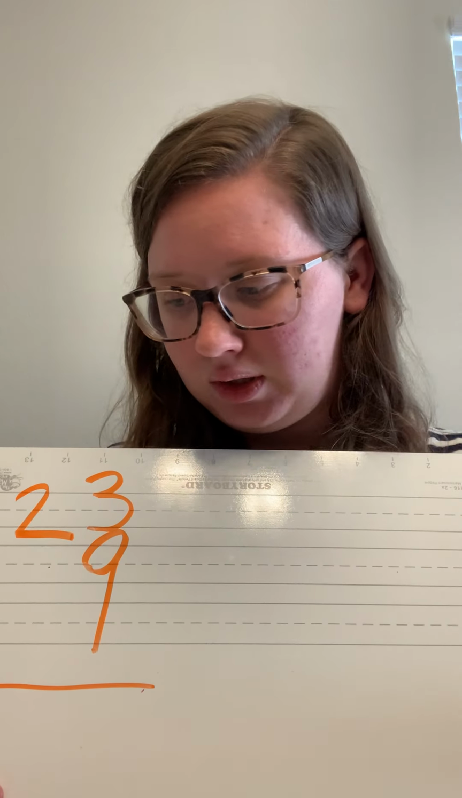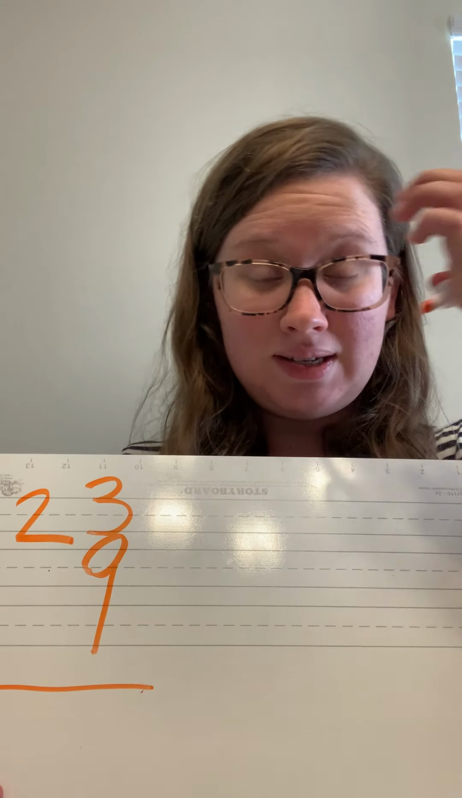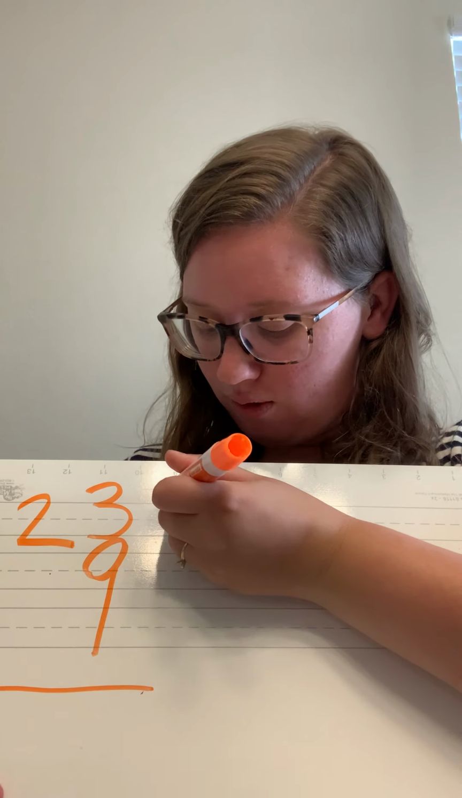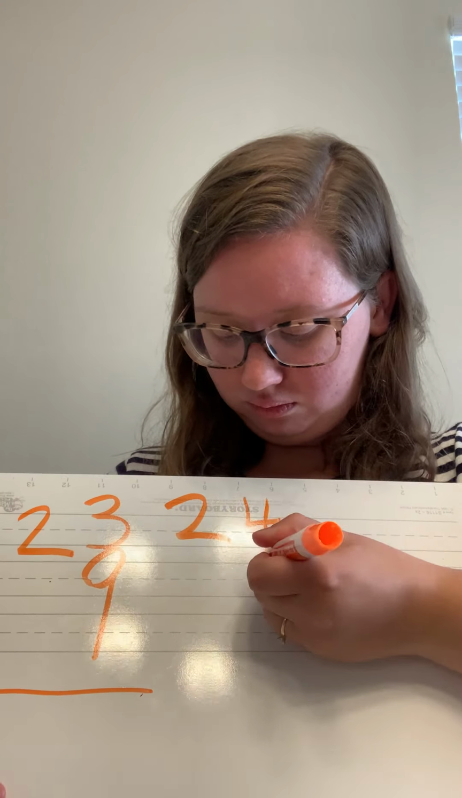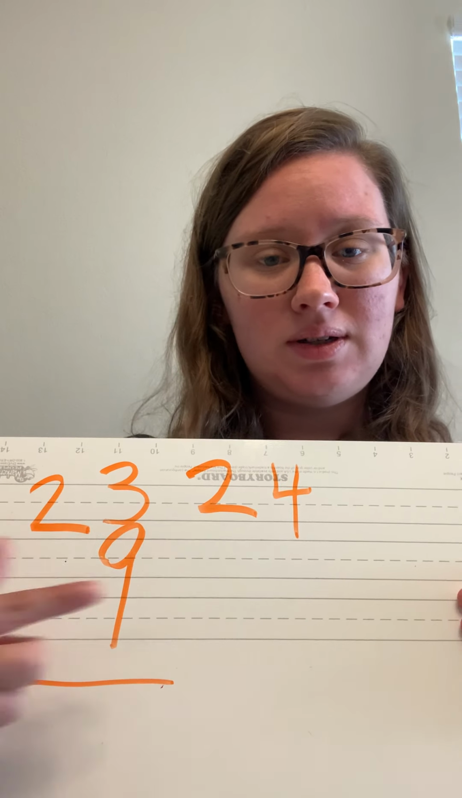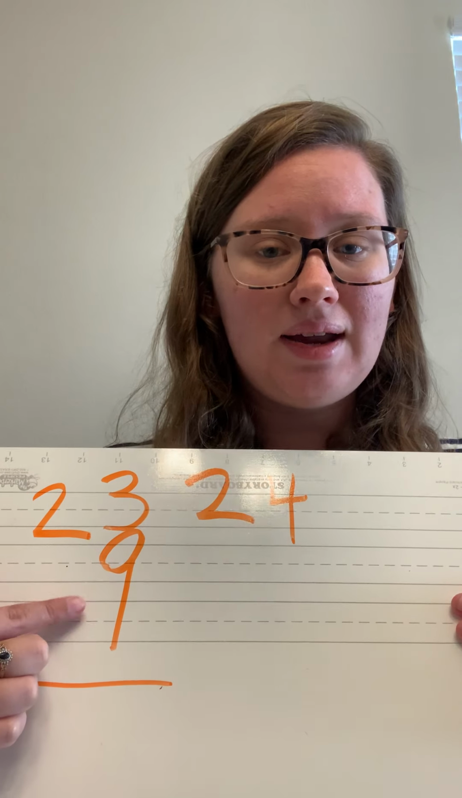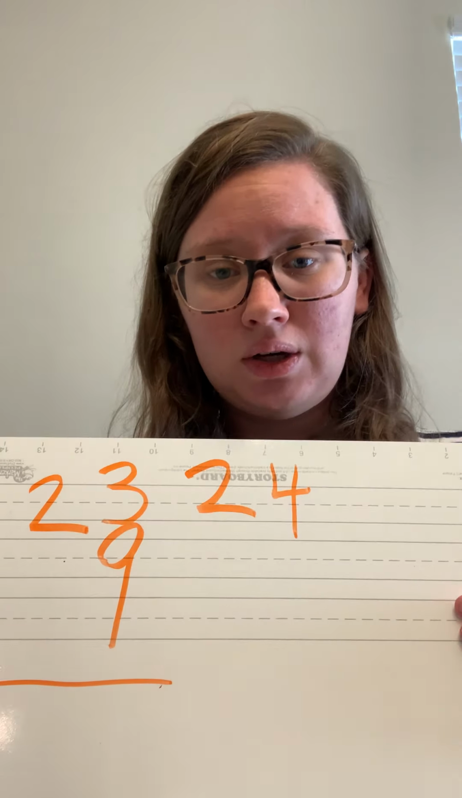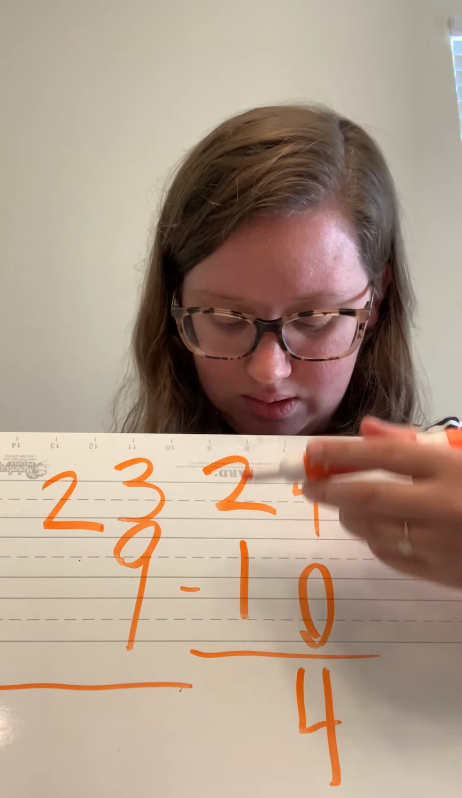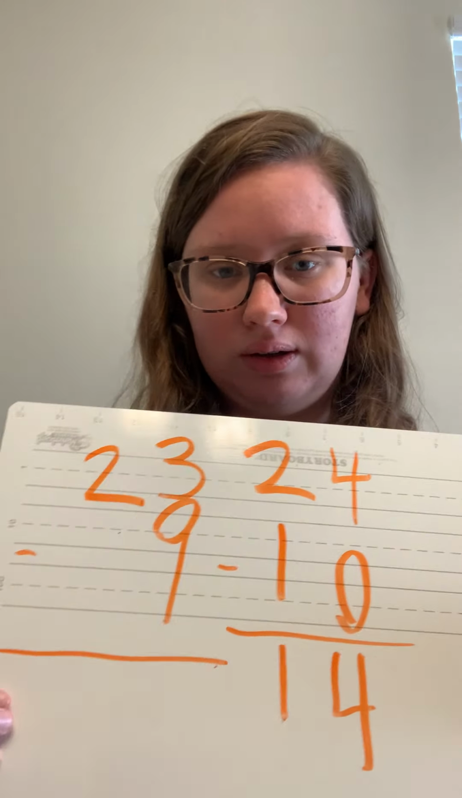So what the problem is asking us to do is create a new number problem with a 10. So this one actually gave us an example, which was 24. So they added 1 to the top number to get 24, and then they also added 1 to the bottom number to create that 10. So this number is a lot easier for you to solve. 4 minus 0 is 4. 2 minus 1 is 1. So right here on this line, you're going to put 14.